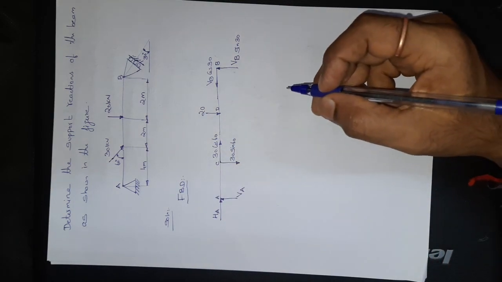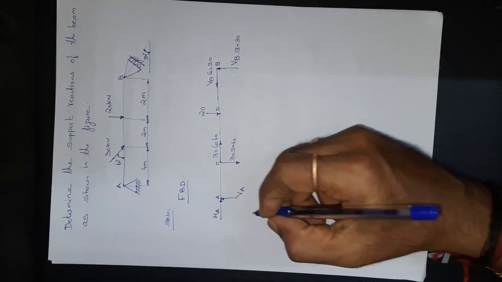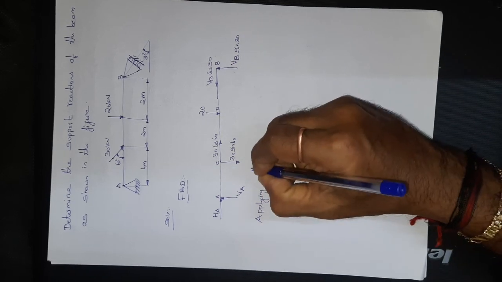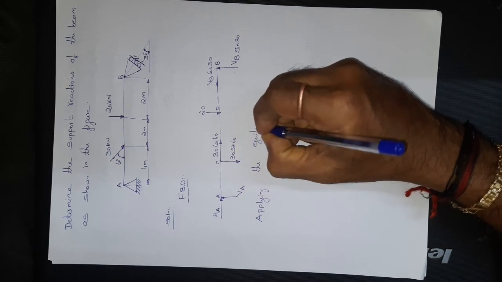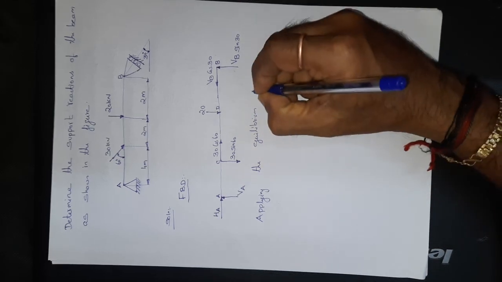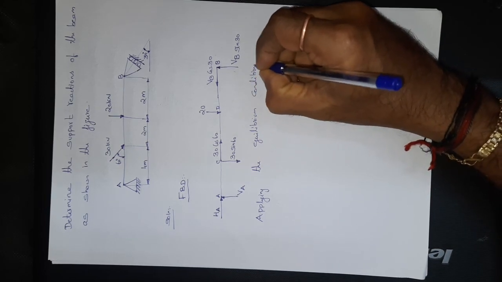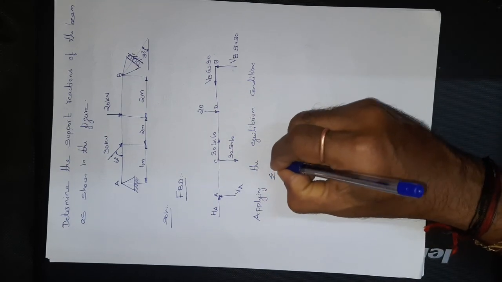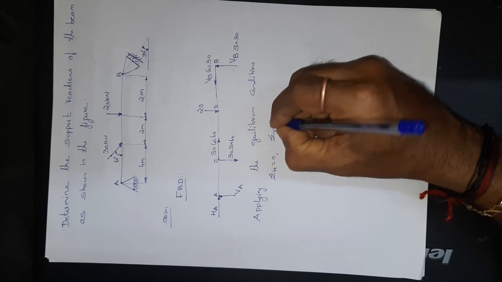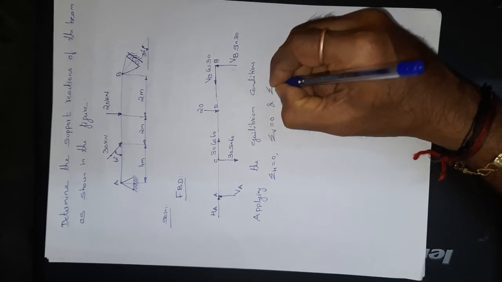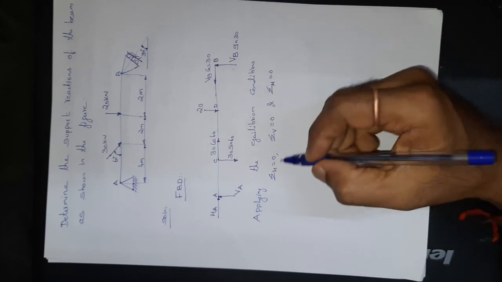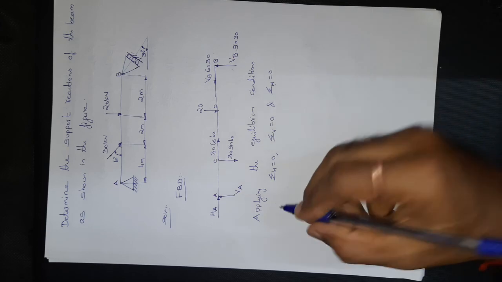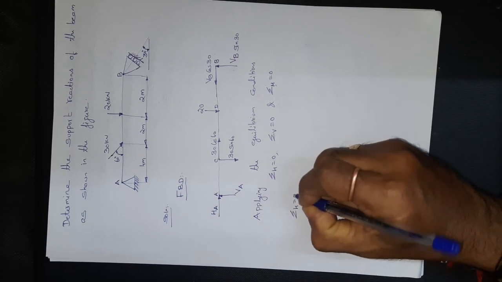Now next, let us apply the equilibrium conditions, isn't it? So what are they? Summation H is equal to 0, summation V equal to 0 and summation M is equal to 0. That is, the sum of horizontal forces is 0, the sum of vertical forces is 0 and the sum of moments is equal to 0. Let me just take summation H is equal to 0.